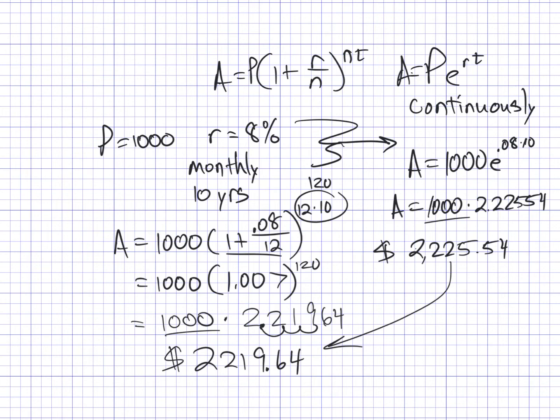So what's the difference? Continuously versus monthly, $6. Actually, $5.90. Not a big difference. But the bigger the deposit, the bigger the investment, the bigger the difference is going to be. So, all right.